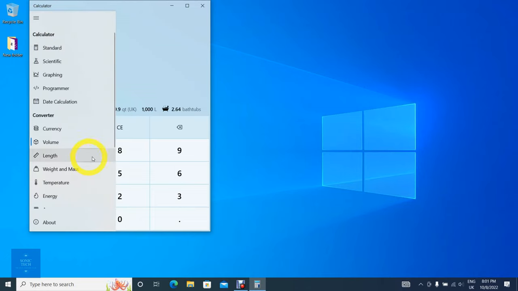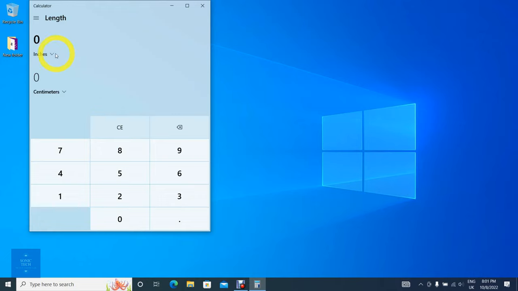Try now length option. You can change between meters, yards, feet, inches, miles, and many other different length units.